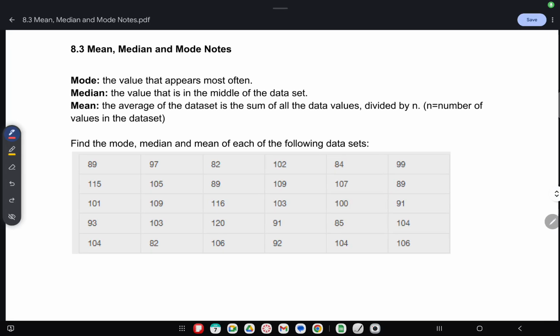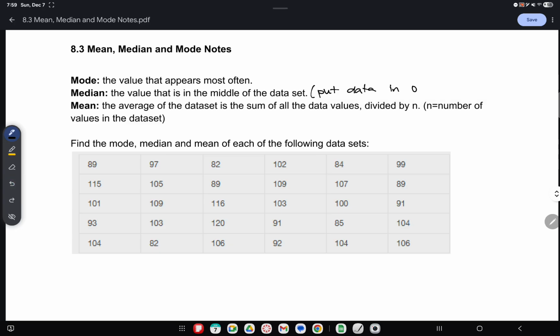All right, we're going to look at mean, median, and mode of different types of data sets here. So the mode is the value that occurs the most often. Median is in the middle of the data set. So we do have to put the data in order.